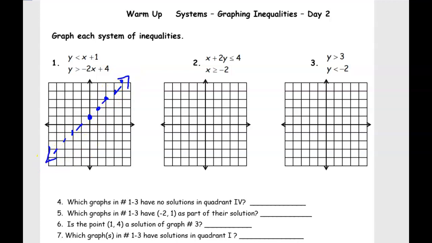Okay, so when I shade, it is less than, so I'm going to look at my y-intercept and go less than the line, and I'm going to shade this region. Okay, you could also test the point 0, 0. 0 is less than 1.